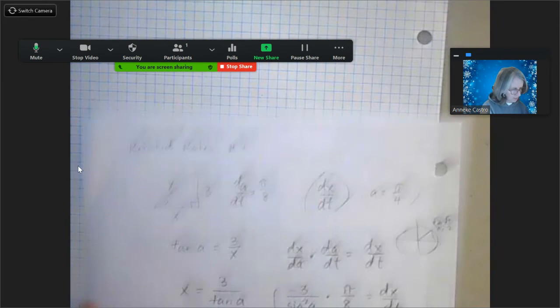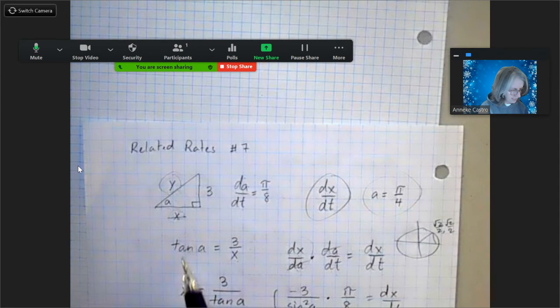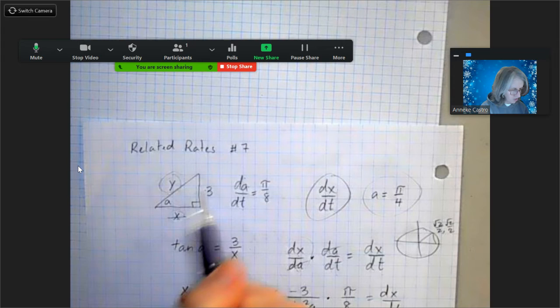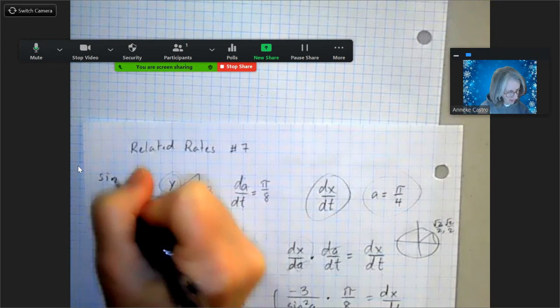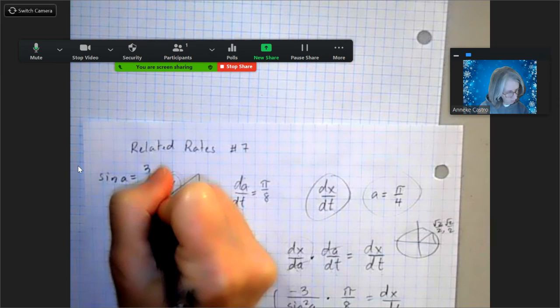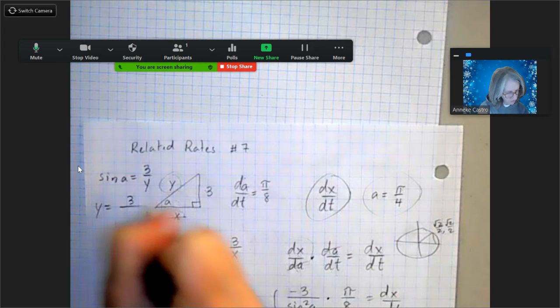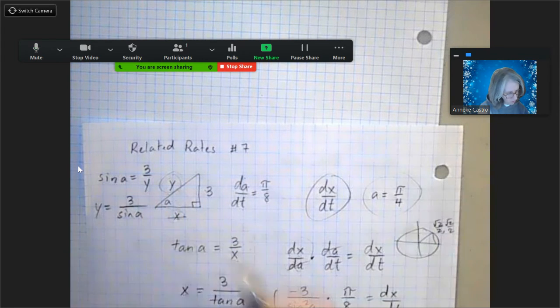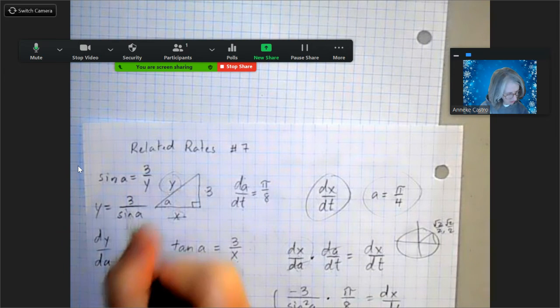Okay, so now I'm going to be using y instead of x. So instead of using tangent, I can use sine, opposite over adjacent. So I'm going to use sine of a is equal to 3 over y. So I can solve for y is equal to 3 over sine of a. So then I can do dy dA, and I can take the derivative of that.